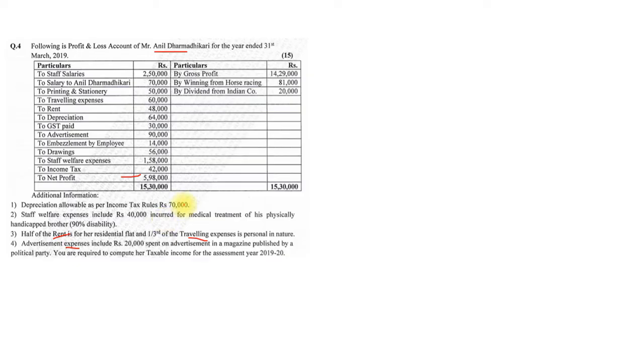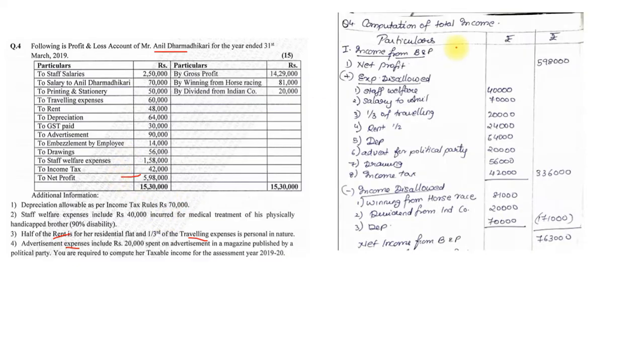So we start the business and profession from net profit, that is 5,98,000. Now we need to add all the expenses which are disallowed. Staff salary is a normal business expense, will not come. Salary to Anil, yes, that is personal, will appear. Printing is a normal business expense, won't come. Traveling expense, one third is for personal, so that one third will appear. Rent is a normal business expense, but half of the rent is residential, as per personal, will appear.